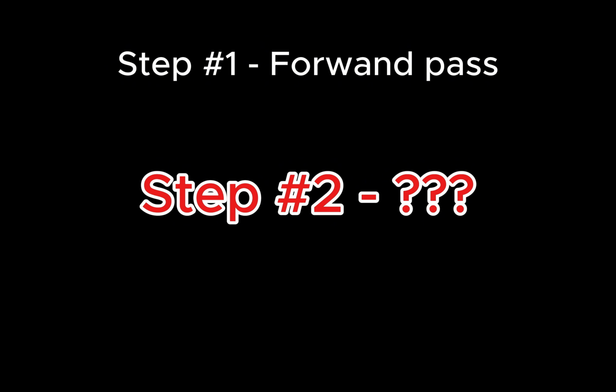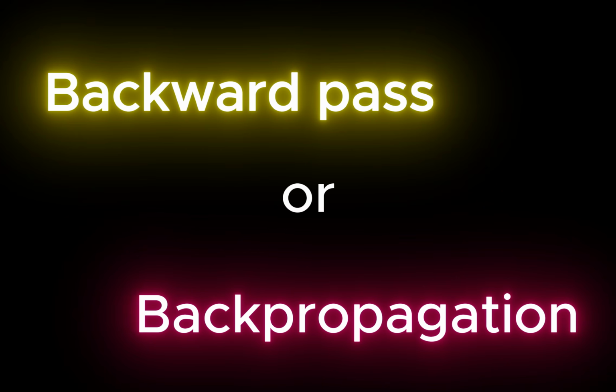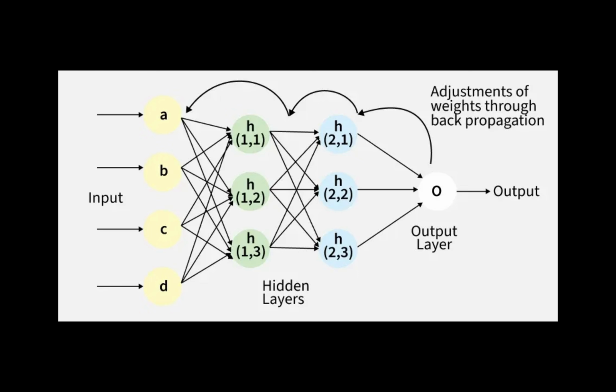And this is only the first of two steps in machine learning. And step 2 is called the backward pass or backpropagation. The goal of the backward pass is to figure out exactly how much each weight and bias contributed to that error so we could adjust them. There are three main steps in backpropagation.